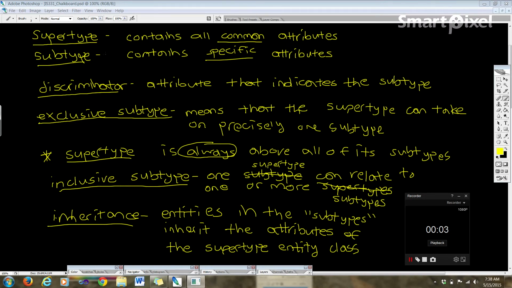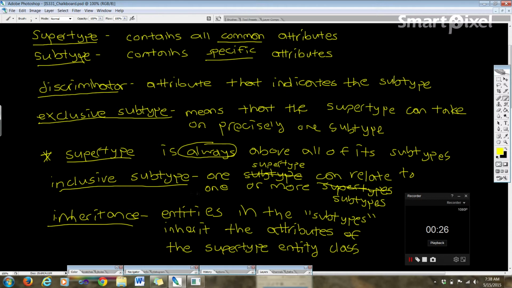Alright guys, so a supertype contains all the common attributes. A subtype contains the specific attributes. Discriminator is an attribute that indicates the subtype. Exclusive subtype means that the supertype can take on precisely one subtype. And a note here: the supertype is always above all of its subtypes in the diagram.